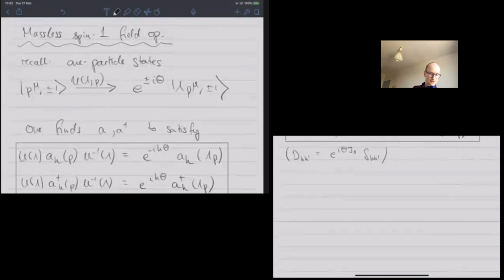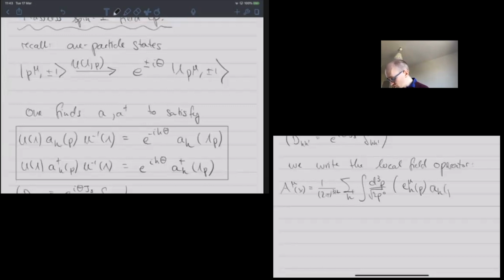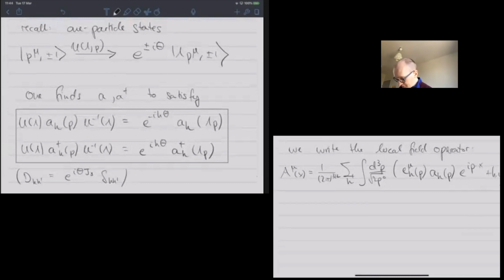Okay, so now let's go and write the field operator. So we write the local field operator. I now use the symbol A mu of x, with the same vector index, which is equal to, well, there's some normalization again to be dealt with. Then we sum over the polarizations h, we integrate d3p over the square root of 2p0, and we have our e mu h of p, we have our a h of p e to the i p dot x plus Hermitian conjugate. Okay, so now what we ask is how does this transform under Lorentz?